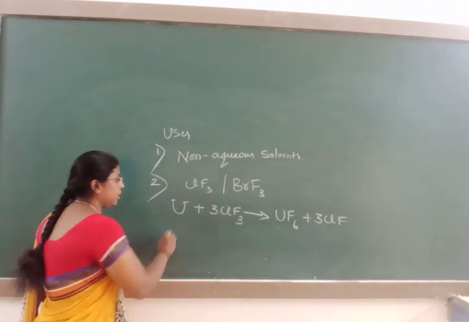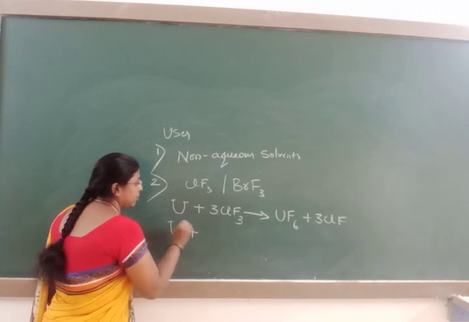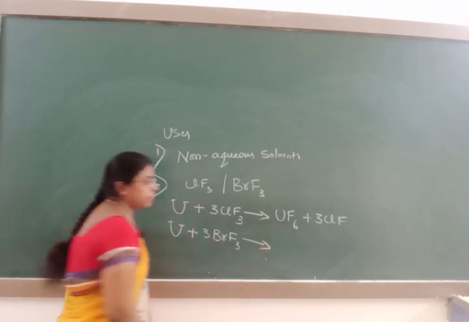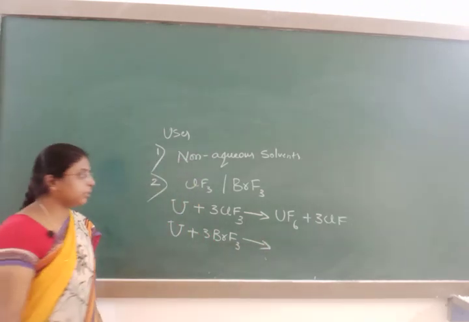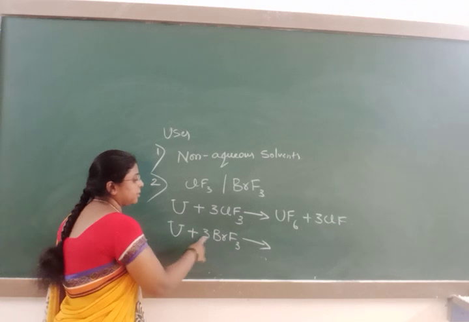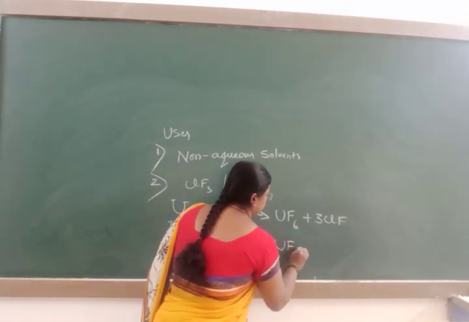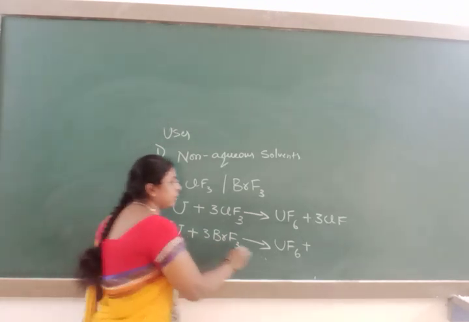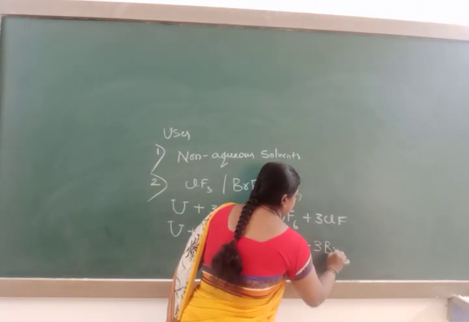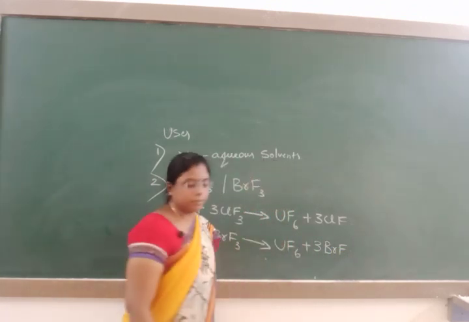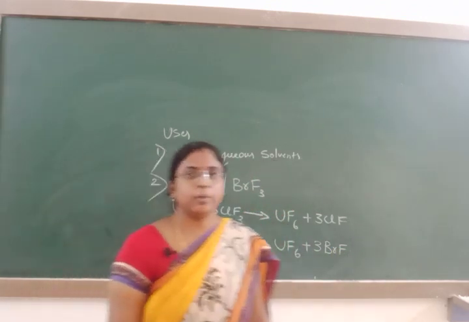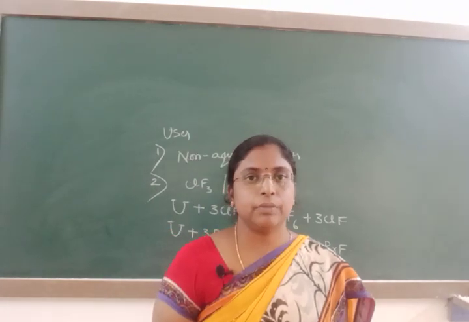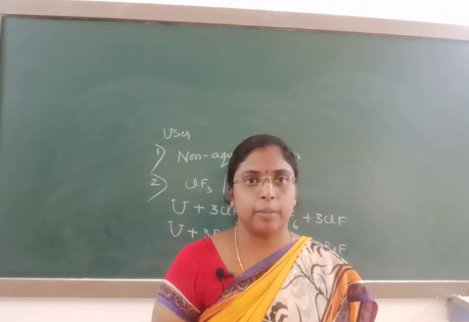Similarly, if I take uranium reacting with BrF3, both ClF3 and BrF3 act as fluorinating agents. They provide fluorine atoms. You get UF6, uranium hexafluoride, along with BrF. These are the uses of the interhalogen compounds. This completes the group 17 elements. In the next session we will discuss the group 18 elements. Thank you.